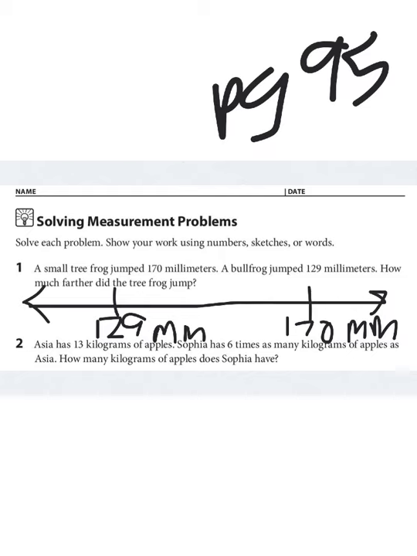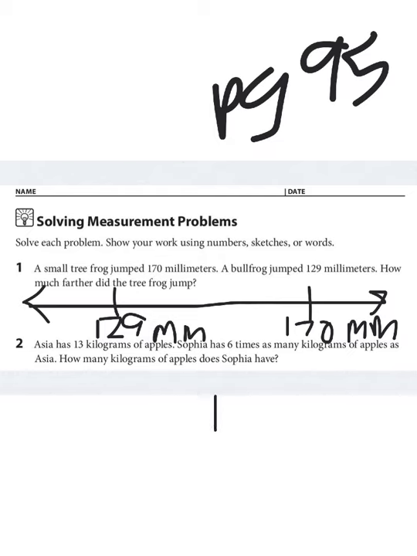I want you to figure out the difference between those two numbers by using a number line, similar to the one I just drew for you here. All right, number 2 says Asia has 13 kilograms of apples. Sophia has 6 times as many kilograms of apples as Asia. How many kilograms of apples does Sophia have?